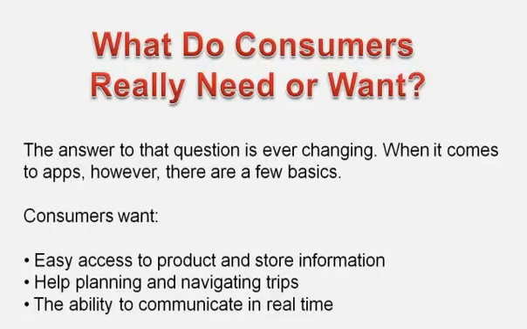You have to have easy access to product and store information, help planning and navigating trips, and the ability to communicate in real time. So what are they saying there? We need about 3 or 4 buttons on our page that are really essential. Now we want to put our social sharing buttons on there. We want to put our Facebook on there, and we want our Twitter on there. I've seen people put 15 social media buttons on that page. They're not going to use it. Do this: put a social media button on there that takes them to all the social media pages.